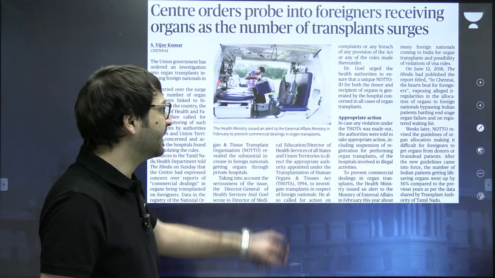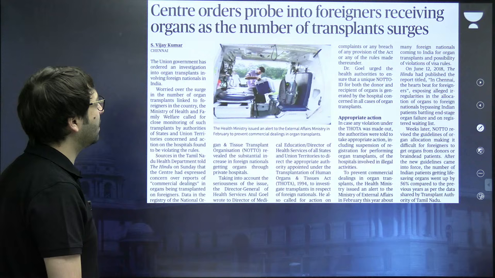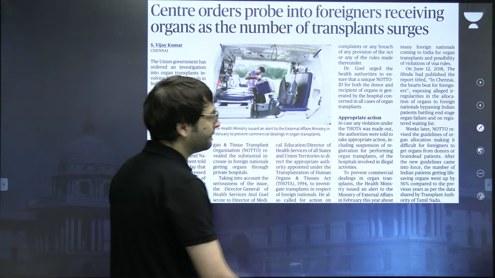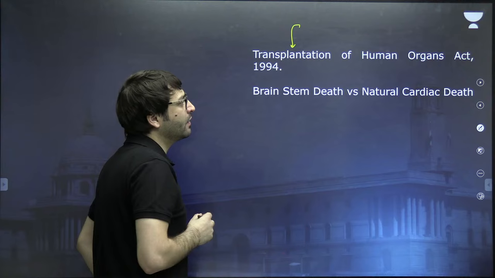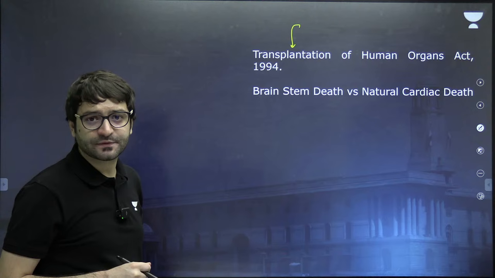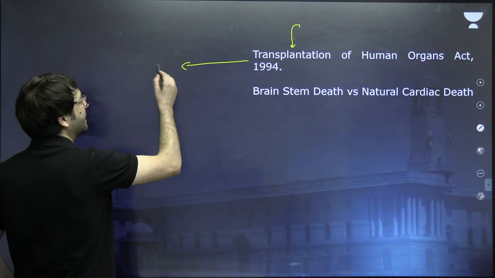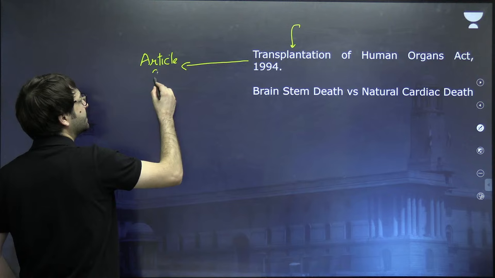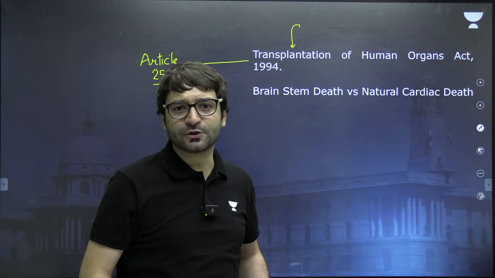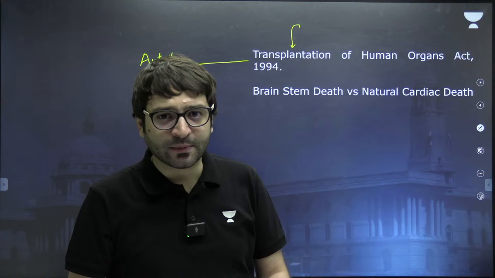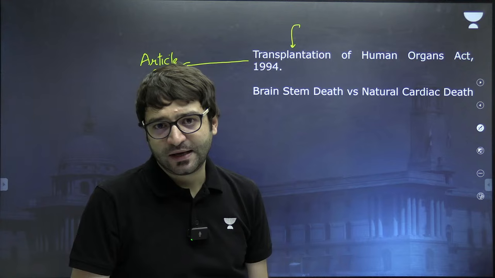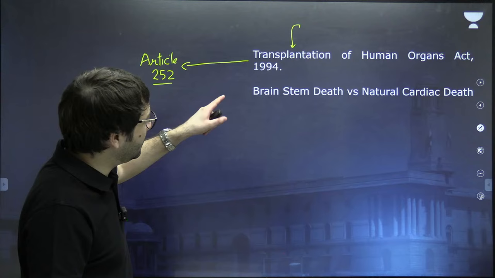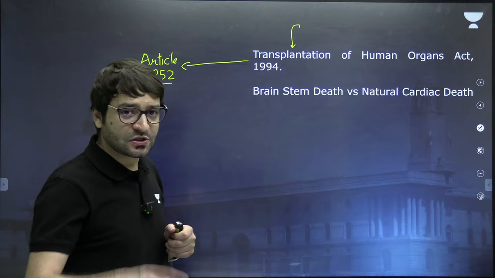Center orders probe into foreigners receiving organs as the number of transplants surges. What does that mean? What is the information that you need to keep in mind from this newspaper article? There's a law called the Transplantation of Human Organs Act 1994. Have you heard of this law? You may have. But do you know that this law was passed by the Indian Parliament by taking recourse to Article 252 of the Constitution? What is Article 252? If two or more states request the Parliament, Parliament can make a law, even if that law is under the state list in the distribution of powers. And that is how, under Article 252, this law was passed because three states requested.